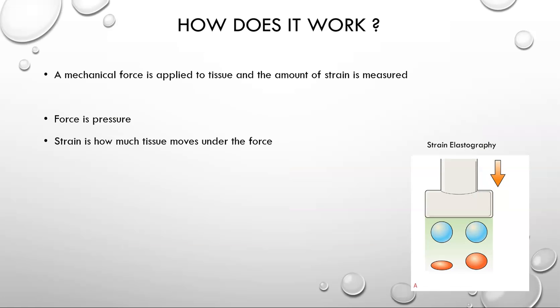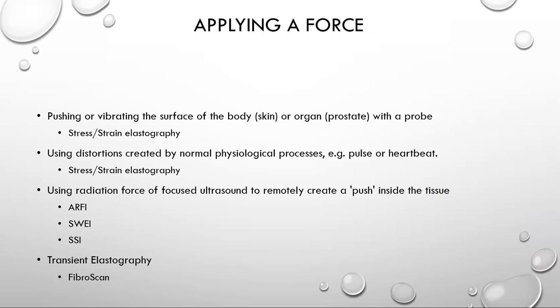How does elastography work? A mechanical force is applied to the tissue and the amount of strain is measured. Remember, force is applied and strain is the deformation. So elastography was initially done by taking the transducer and pushing down with it to deform the tissues. Today we do elastography with a mechanical force that is much easier to use. That is simply the longitudinal mechanical wave that forms sound. So we can still push with the transducer, but in many cases we don't have to. We just utilize the sound itself to do it, which causes a pushing or vibrating of the surface with a probe.